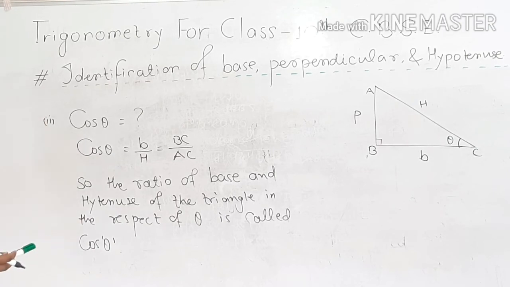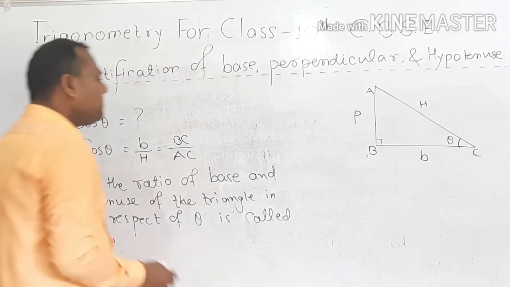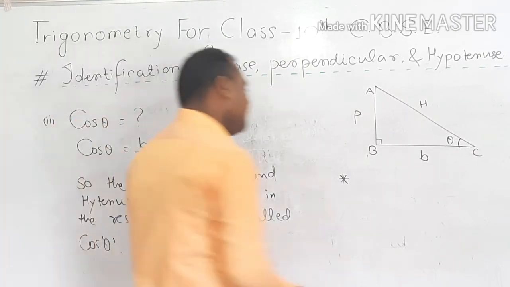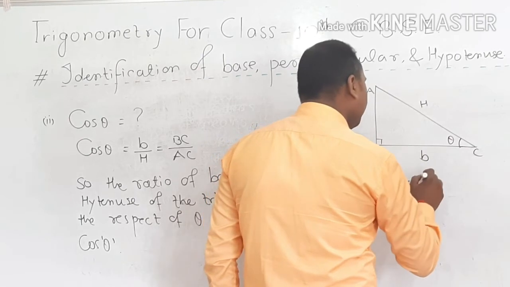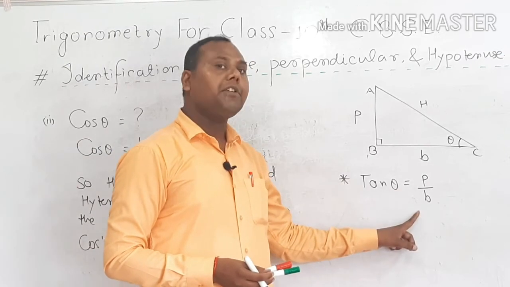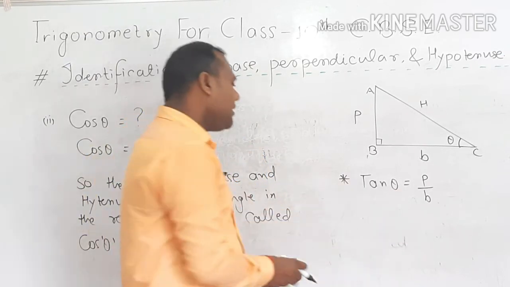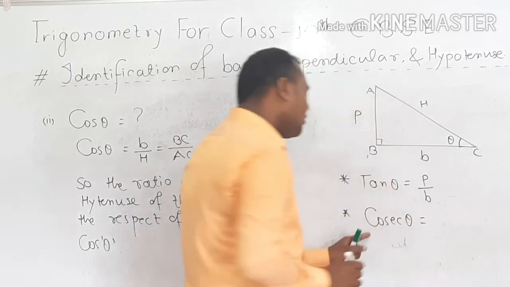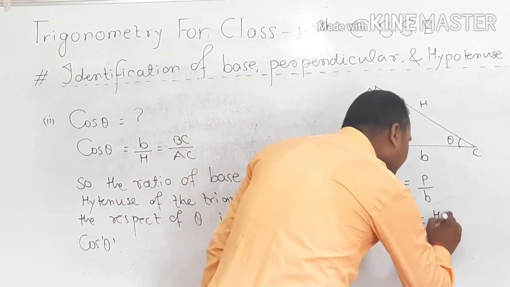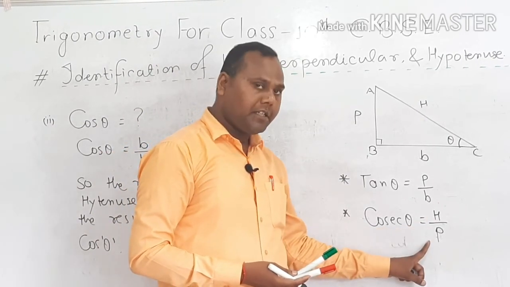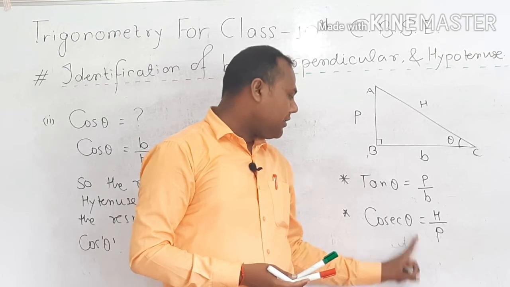Then we can say each and every T ratio has this type of definition. So I would like to make it brief. Tan of theta means P by B. That means the ratio of perpendicular and base, in respect of theta, is called tan of theta. And the fourth one is cosec of theta. Cosec of theta means H upon P. That means the ratio of hypotenuse and perpendicular, in respect of theta, is called cosec of theta.